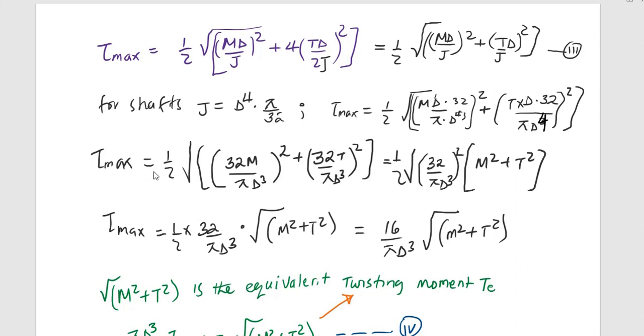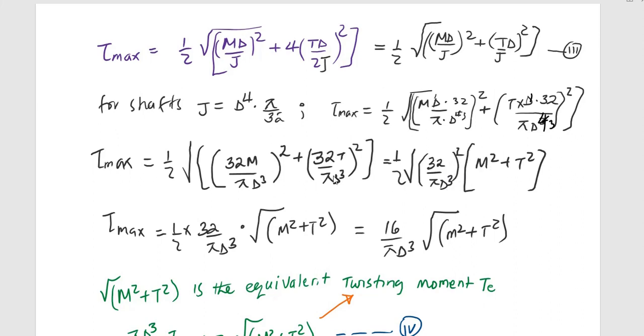So tau max is equal to a half square root of 32M divided by pi d cubed, because one of this d is cancelled with the d to the power 4, and it becomes d cubed. Then the whole thing squared plus 32T divided by pi d cubed, because we know this d here cancels with this 4 to get 3 here. So that becomes a half square root of 32 out of pi d cubed squared.